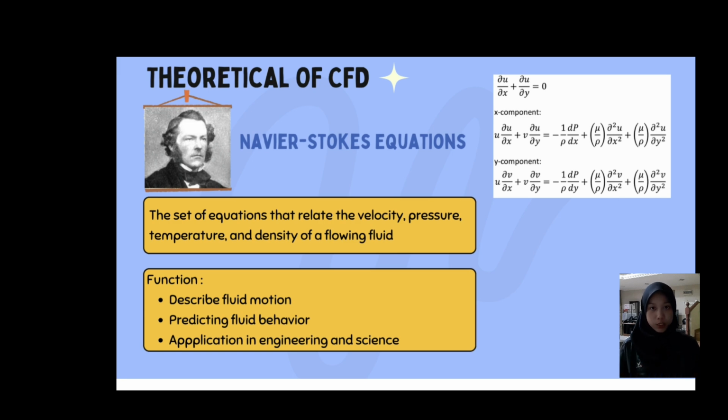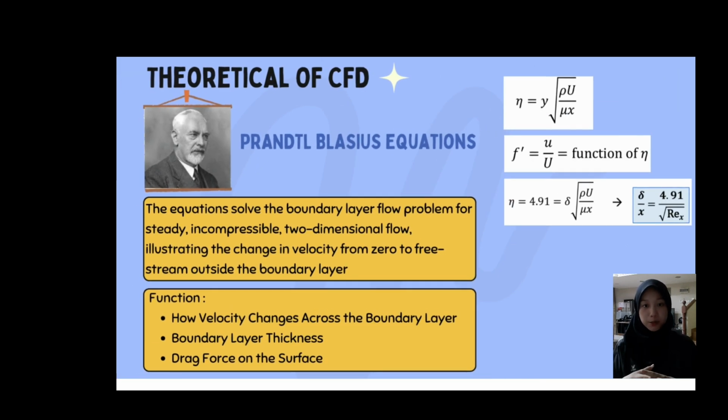The Navier-Stokes equation is a set of equations that relate the velocity, pressure, temperature, and density of a flowing fluid. The function of this equation is to describe fluid motion, predict fluid behavior, and support applications in engineering and science. Next is the Prandtl-Blasius equation. It solves the boundary layer flow problem for steady, incompressible, two-dimensional flow, illustrating the change in velocity from zero to the free stream outside the boundary layer. Its function is to find how velocity changes across the boundary layer, and to find the boundary layer thickness and drag force on the surface.